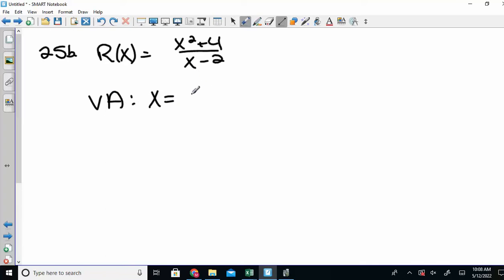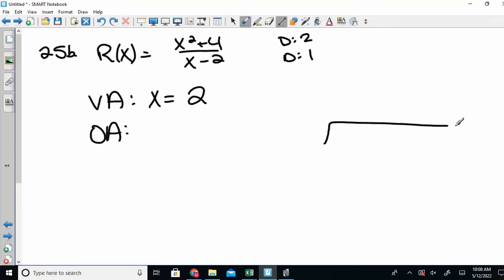Vertical asymptote, x equals what makes the bottom 0? 2. Okay, what is the degree of the top? 2. Degree of the bottom? 1. So the top is 1 bigger, that means it's oblique. We do long division. The top goes underneath. Some people like to put zeros sometimes if you're missing a power, just to help things line up. The denominator goes out in front.